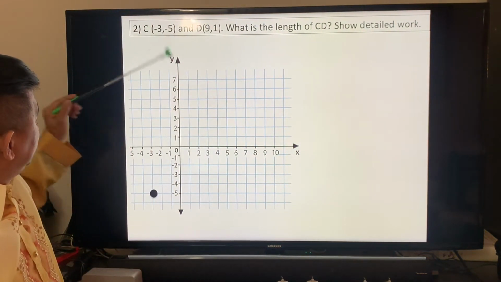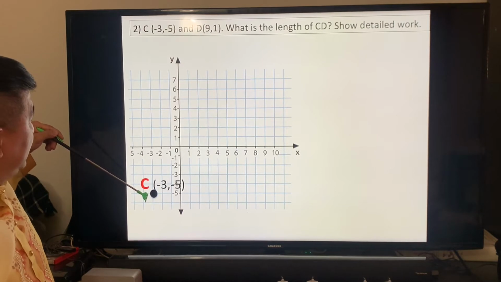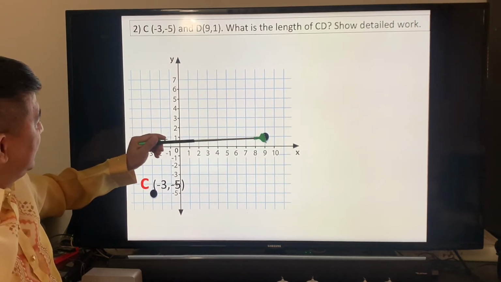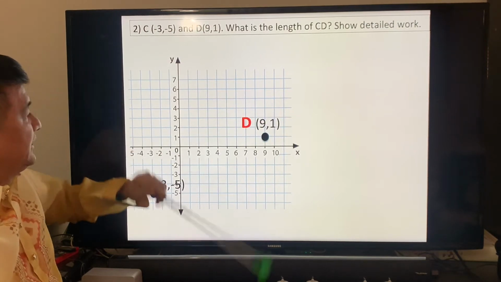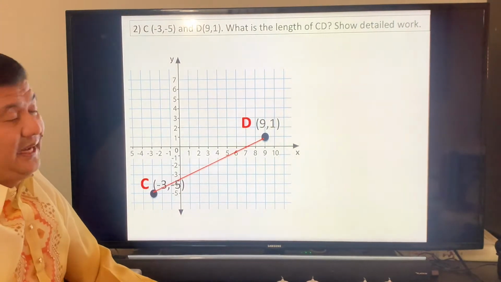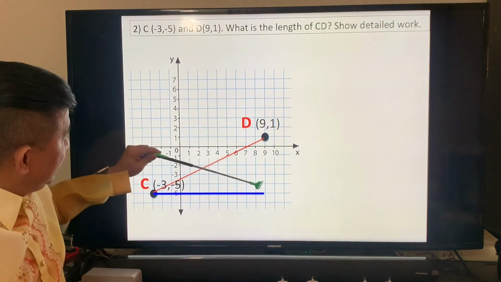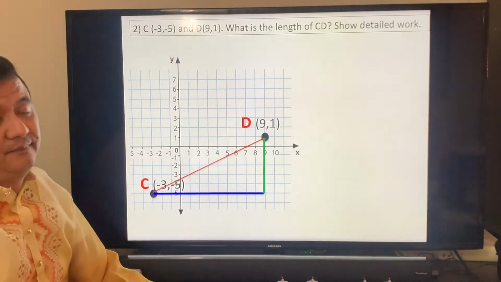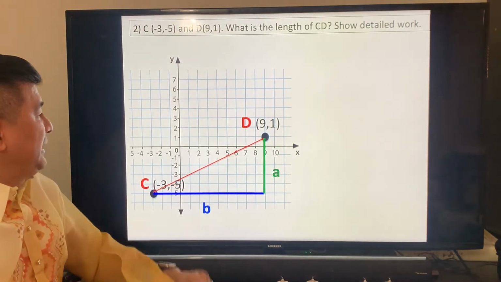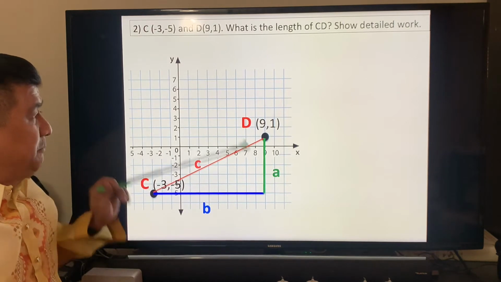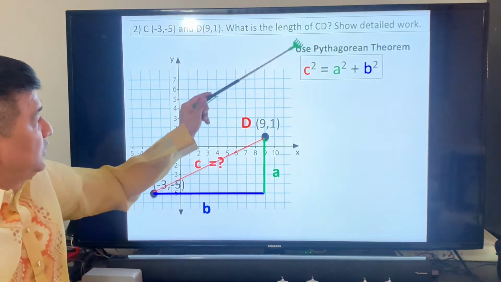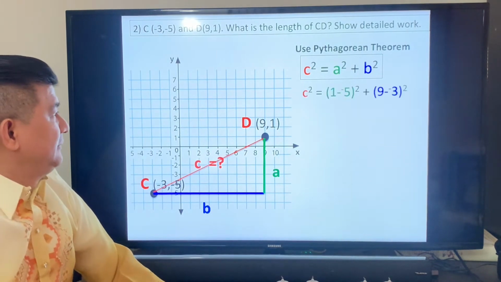Point (-3, -5) is over here. Another point (9, 1), that's letter D. We connect them. We don't know the length of that. But we could identify this, we could identify that. So this will be my B, my base, my A, my altitude. C is the hypotenuse which we want to solve for. We use the Pythagorean theorem again.